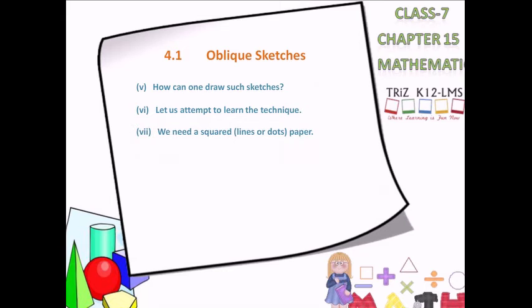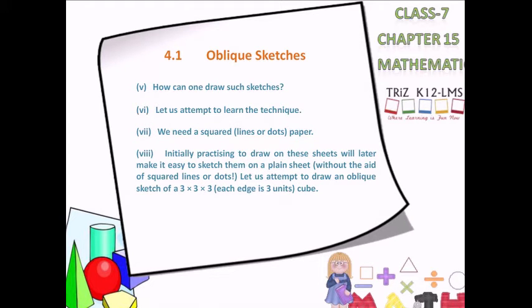We need a squared, lines or dots paper. Initially practicing to draw on these sheets will later make it easy to sketch them on a plain sheet, without the aid of squared lines or dots. Let us attempt to draw an oblique sketch of a 3 × 3 × 3 cube. Each edge is 3 units.